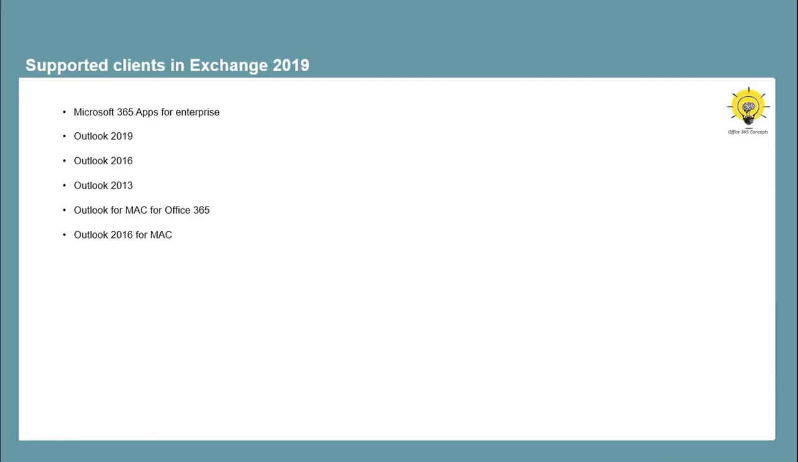With Exchange Server 2019, you can use Outlook version that is installed from Office 365. You can also use Outlook 2013, 2016, and 2019. And for Mac users, we can either use Mac for Office 365 version or Outlook 2016 for Mac.